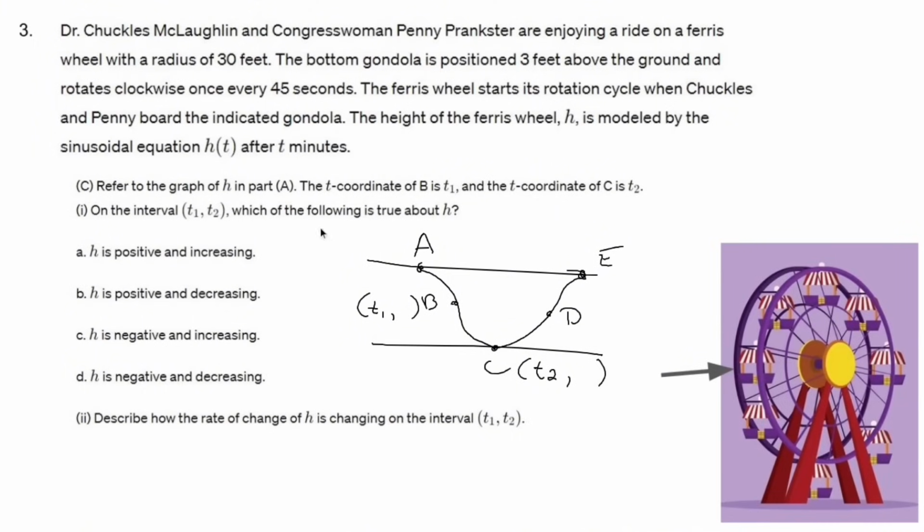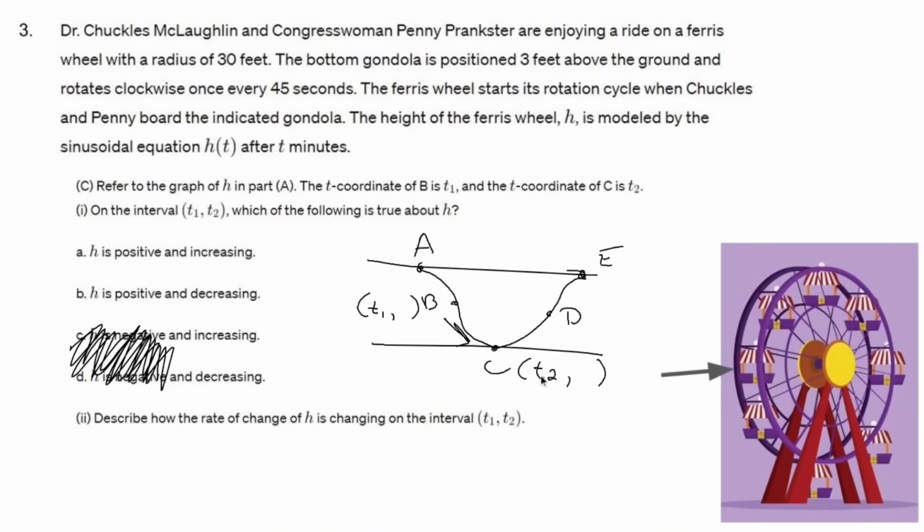Which of the following is true about H? H is positive and increasing. So H stands for height. First things first, the height of the Ferris wheel is always going to be positive. So the options that say the height's negative are impossible. Buddy, you'd be underground, and that's a Ferris wheel I don't want to be on. Now, from B to C, H is positive and increasing, or H is positive and decreasing? In this case, I know it's tempting. You might be thinking, yes, the t value is moving to the right. That's not what I want.